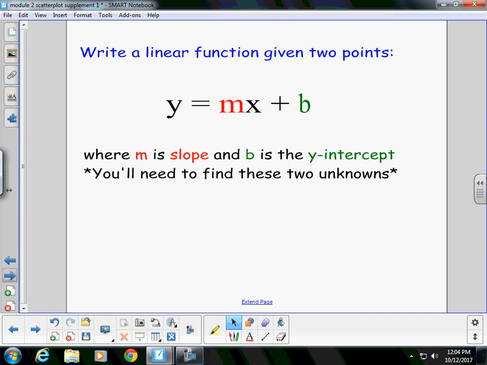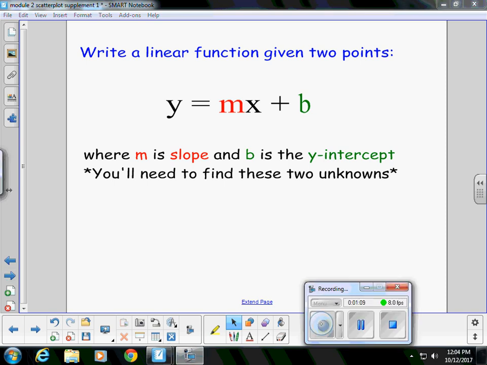Writing a linear function given 2 points. You're going to use the equation y equals mx plus b, where m is the slope and b is the y-intercept. You'll need to find these 2 unknowns for every equation. So you're always going to be looking for the slope and the y-intercept.